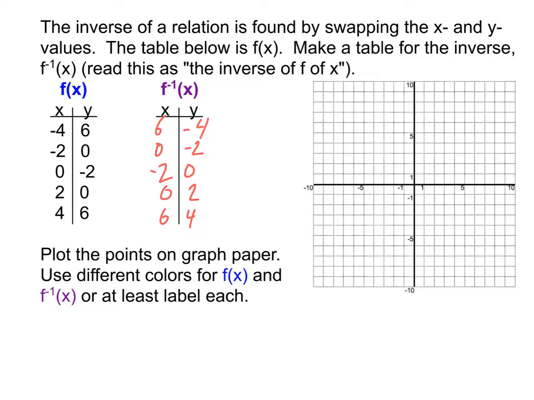Now, in this particular case, I'm just given the points of the function. But I can take those points and plot them and get an idea about what this function might look like. So on your first graphing grid, let's plot the points of f of x. Now, I suggest that you do this in two different colors. Use one color for f of x and one color for the inverse of f of x. But if you don't have different colors, at least be labeling each one.